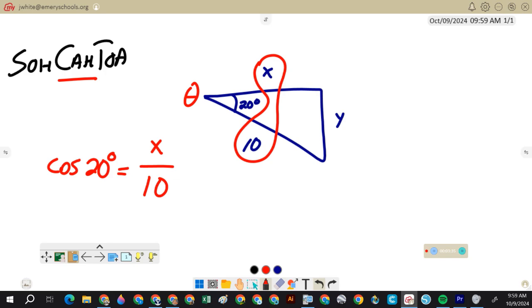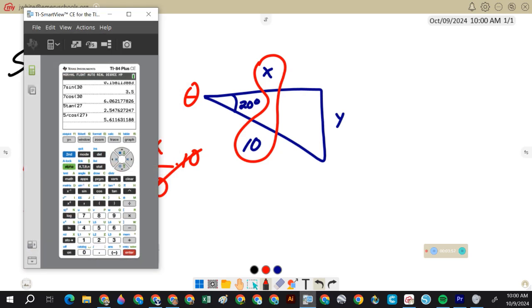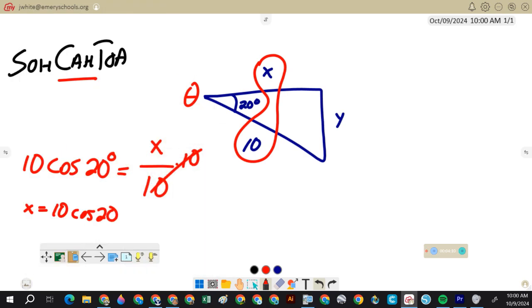Okay. Now, what is holding the X and the 10 together? Division. So how do I undo that? I multiply by 10. Okay. So I put a 10 over here, and I get X is equal to 10 cosine of 20. So I pull up my calculator, and I just type in 10 cosine of 20, and it will tell me that X is 9.4. Okay, so let's look at the other side.